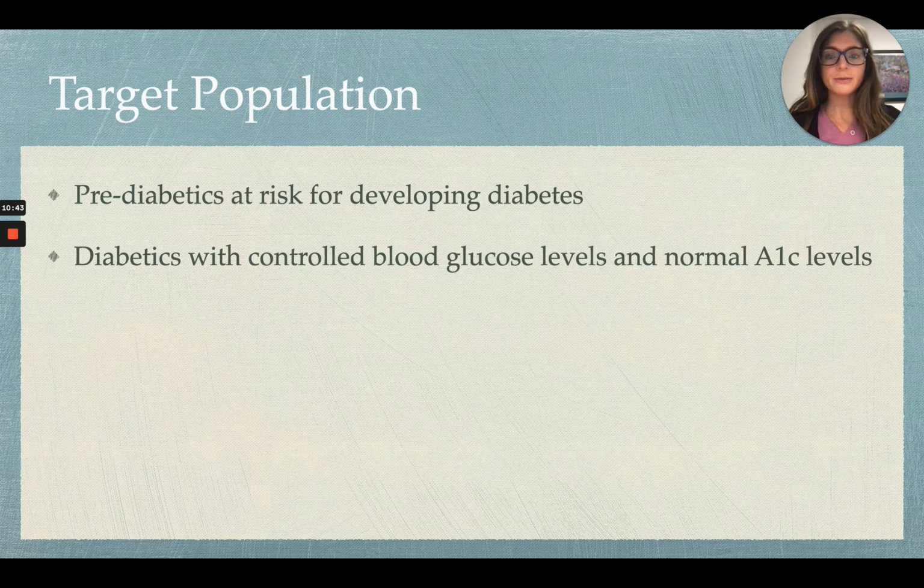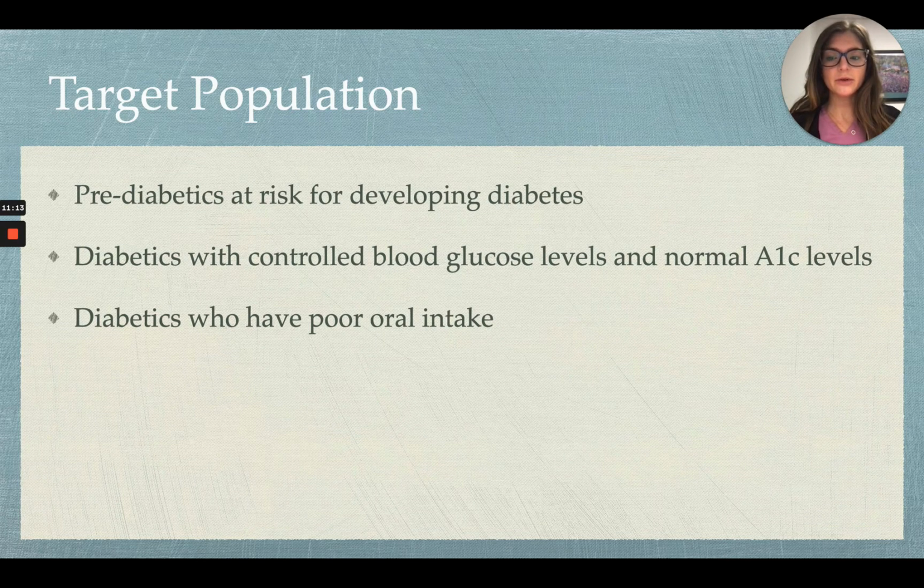It may also be beneficial for diabetics who have controlled blood glucose levels and a normal A1C level. If we can be liberal with the diet in individuals who have controlled glucose levels and a normal A1C, then it may be possible to be a little more liberal compared to a diabetic diet, providing them with a regular diet but restricted in concentrated sweets in foods and drinks.